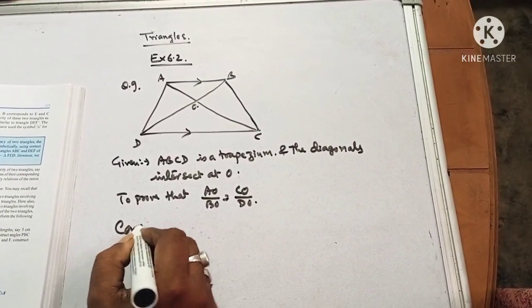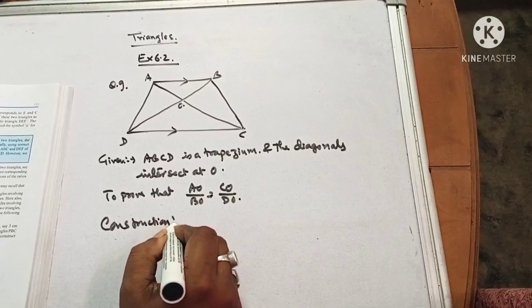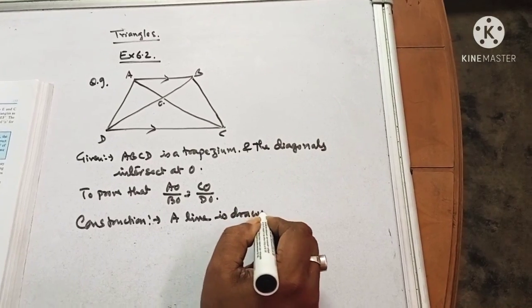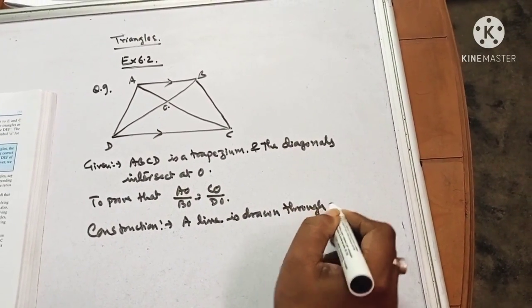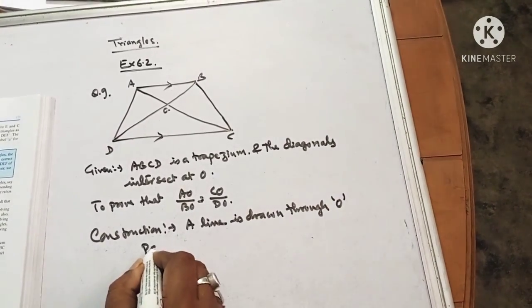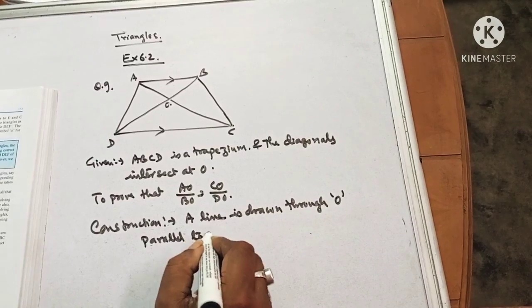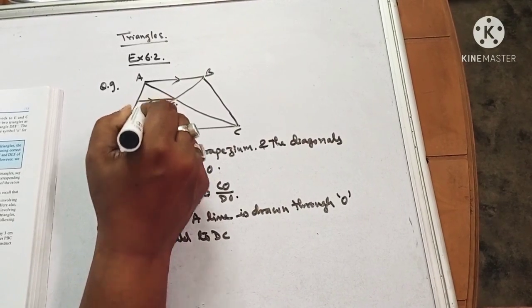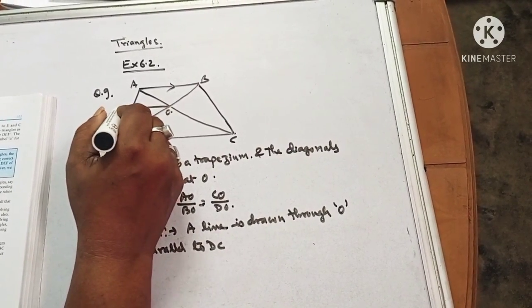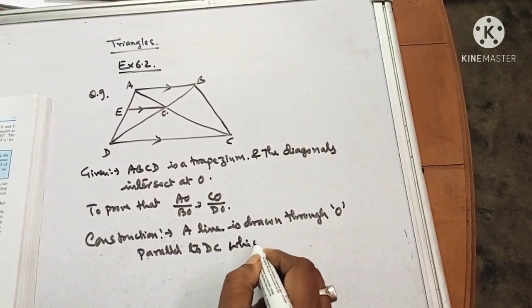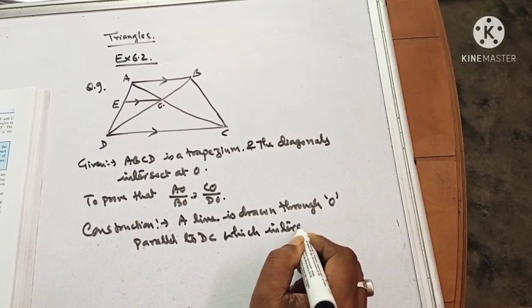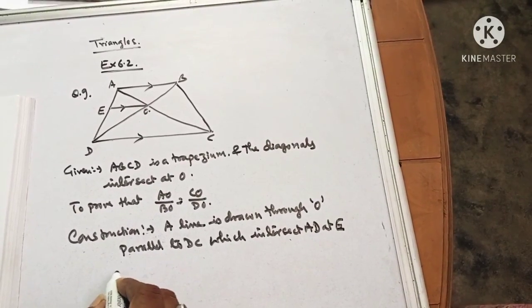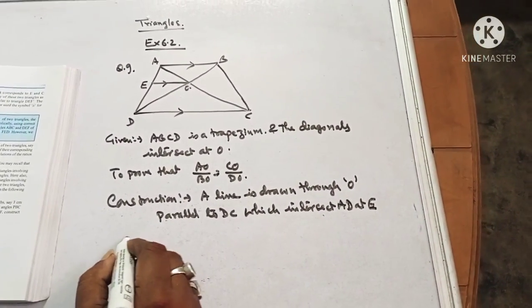Construction: a line is drawn through O parallel to DC, which intersects AD at E. Now proof.